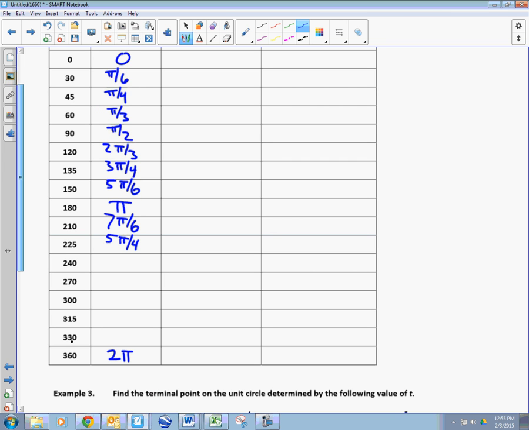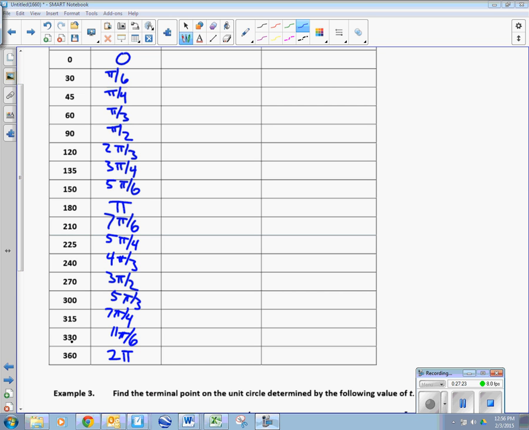240 is how many 60s? 4. So 4 pi over 3. 270 is how many 90s? 3. 3 pi over 2. 300 is how many 60s? 5. 5 pi over 3. And the others, they just fill in like the others. 7 pi over 4 and 11 pi over 6. So, you want to be able to convert back and forth quickly, and so I'll quiz you to make sure you can do it without looking at anything.